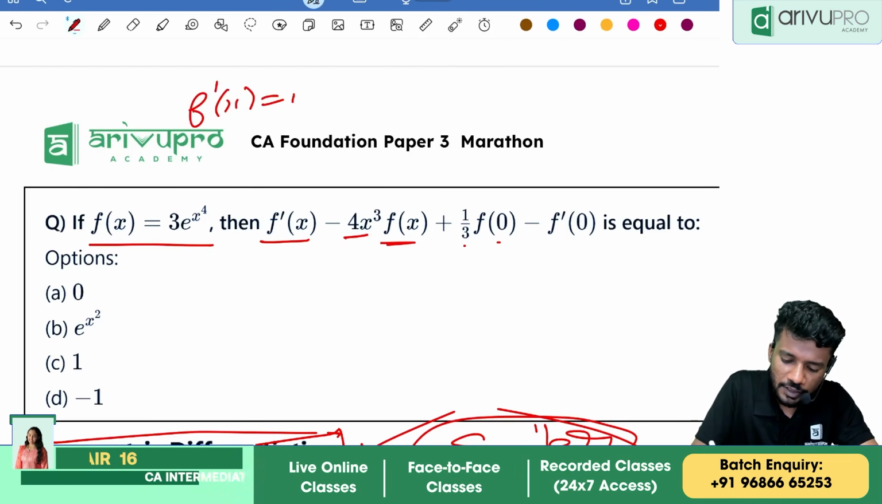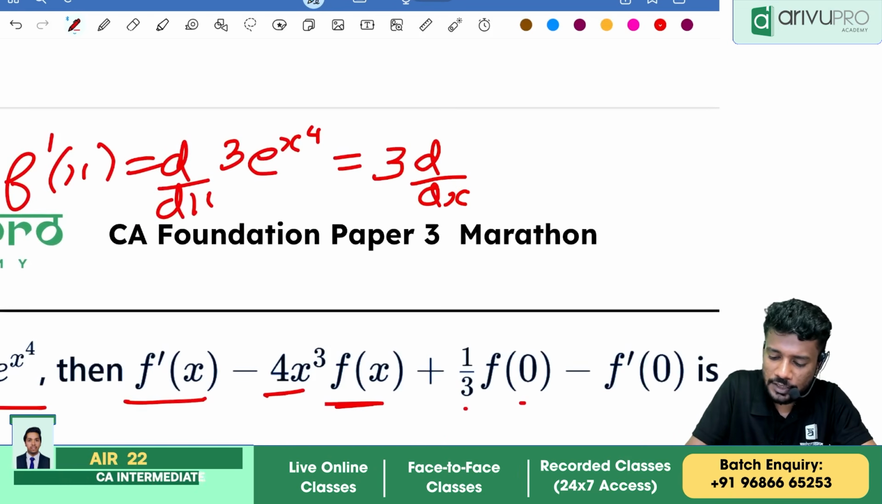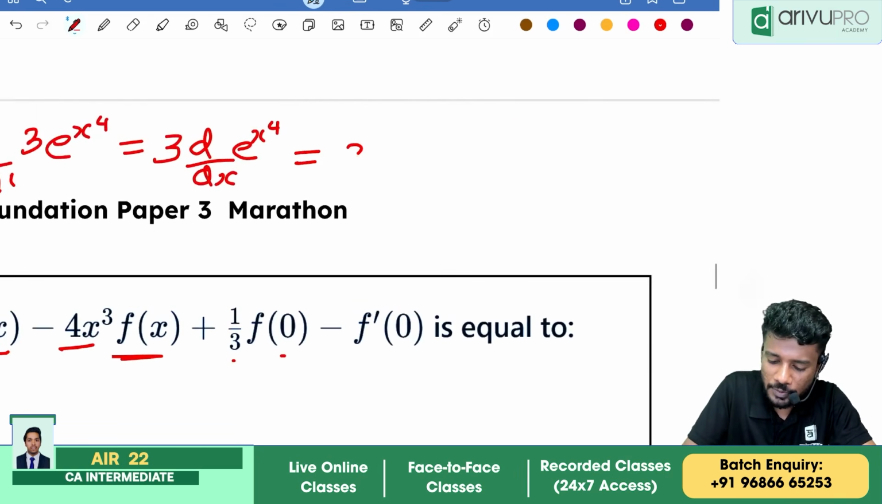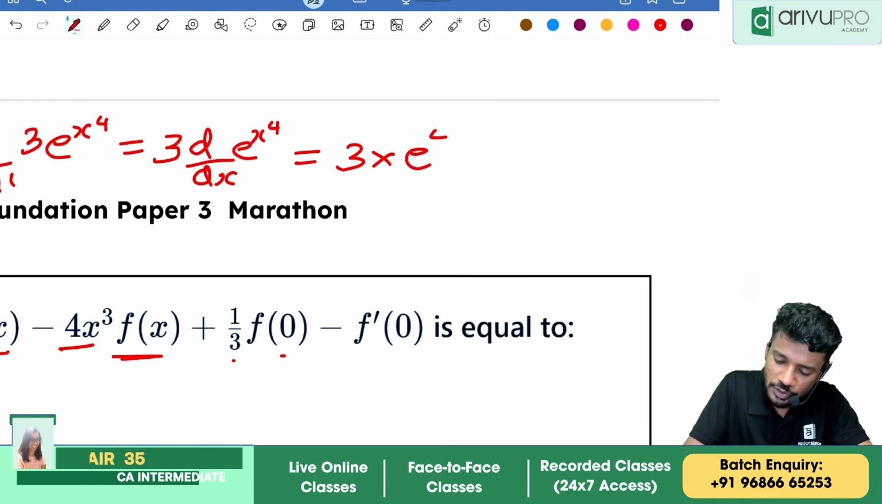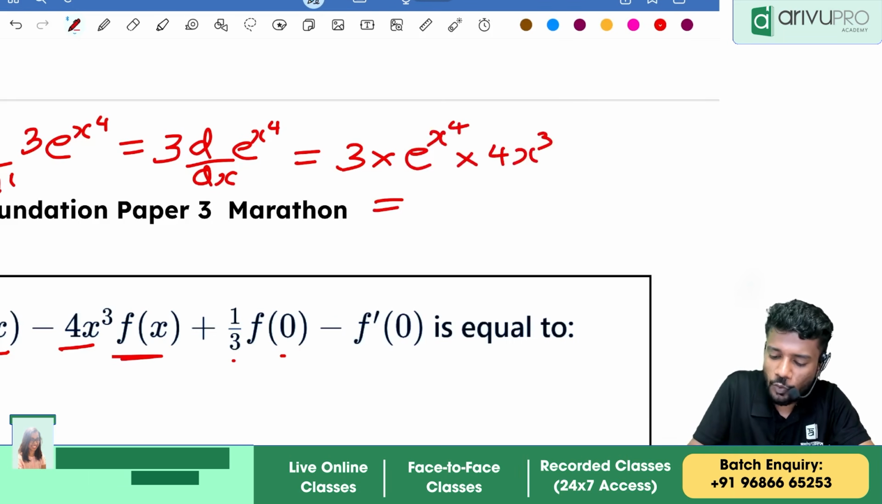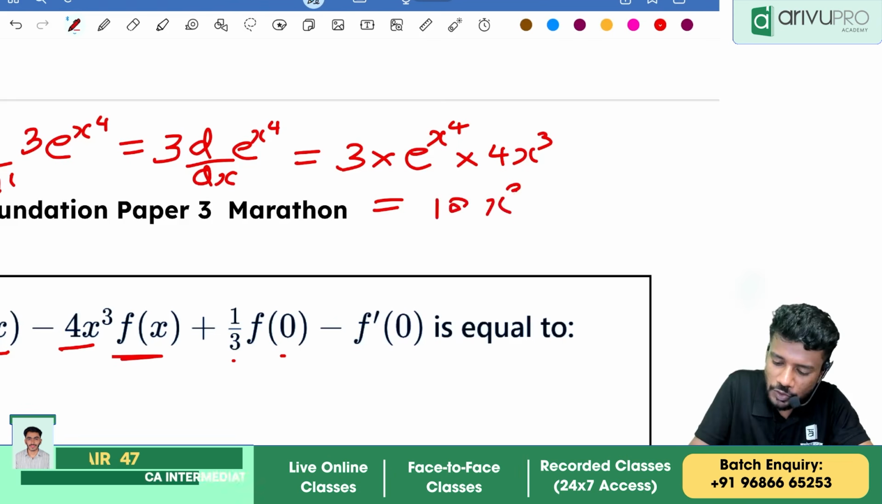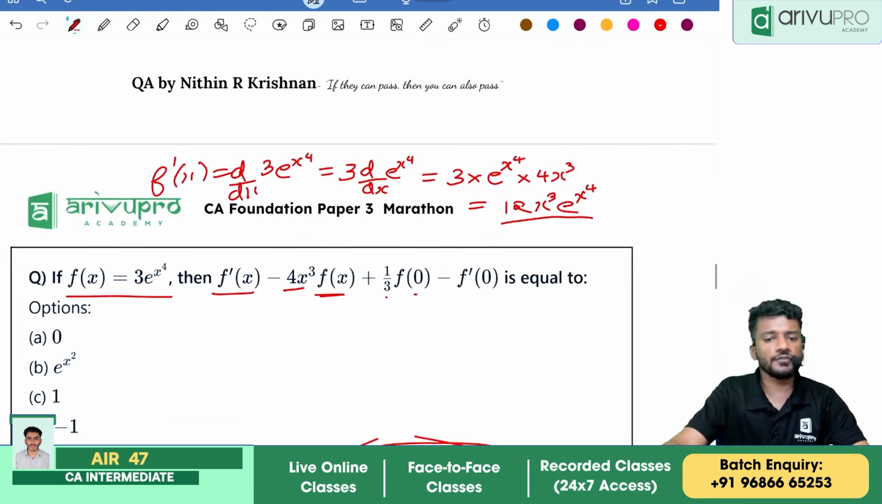F dash of x is nothing but the derivative of f of x. That is how much? The 3 e raised to x raised to 4. You tell me what is the answer. 3 will come outside, then it will be d by dx of e raised to x raised to 4. Now you tell me what is remaining? 3 into what is the derivative of e raised to x raised to 4? That is e raised to x raised to 4 into the derivative of x raised to 4. That will become what? 4x cube. So what is the final thing? 12x cube e raised to x raised to 4. Now we got f dash of x.